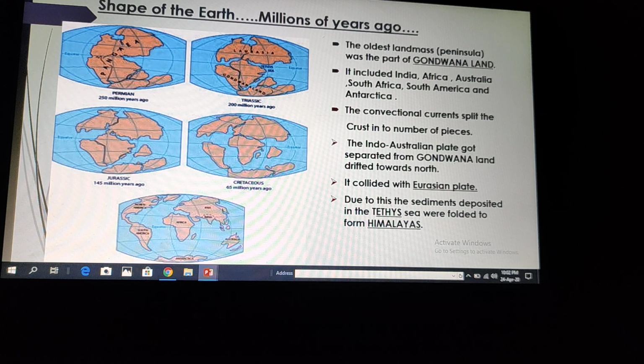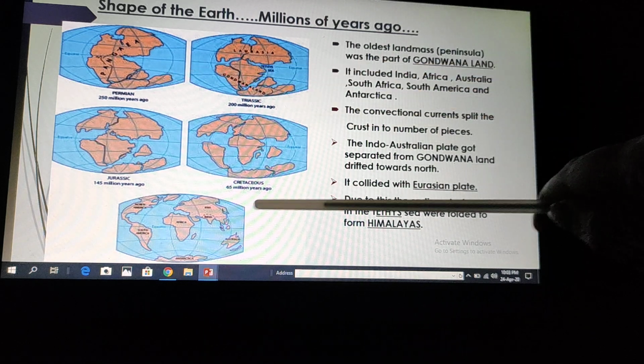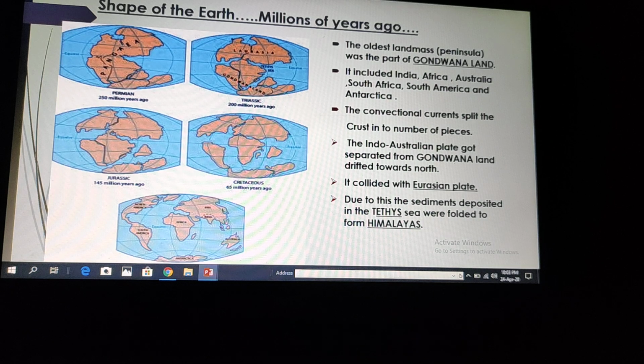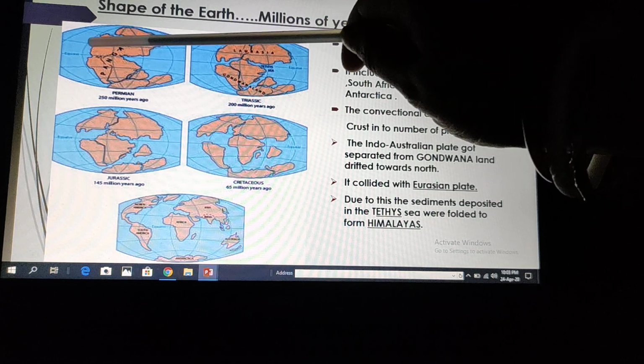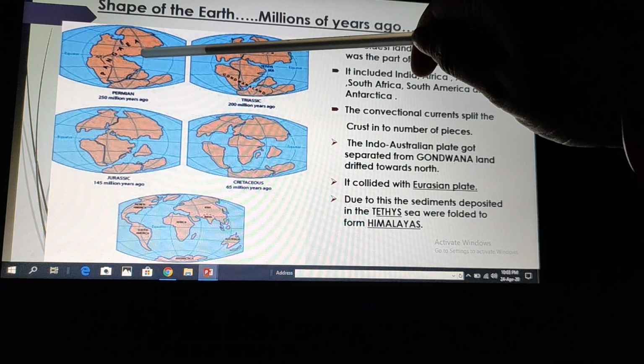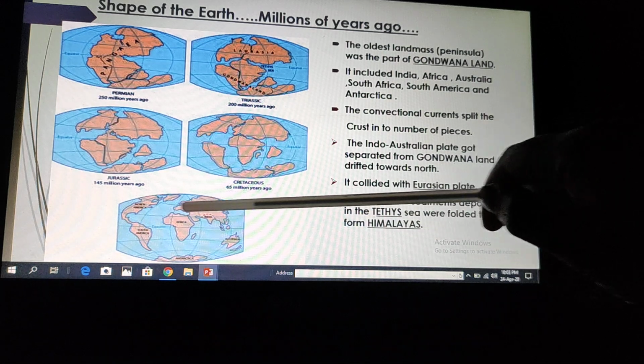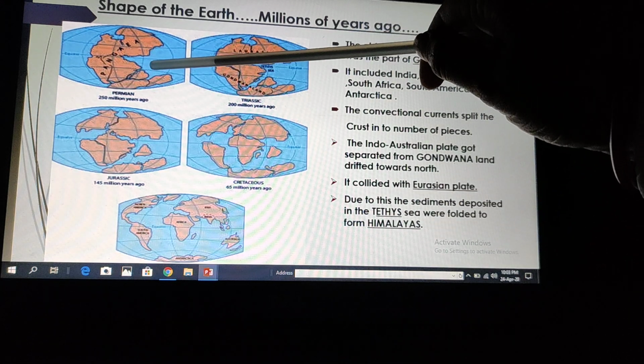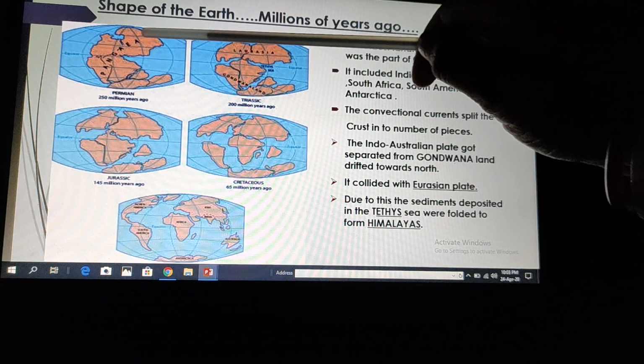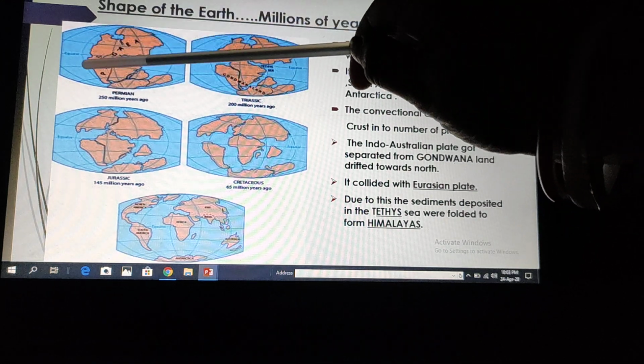Now, to understand the formation of Himalayas, we need to first understand the shape of the earth. How did the earth look millions of years ago? There are various pictures showing the shape of the earth. The first picture shows the earth millions of years ago. If you compare it with the present day shape, it is totally different. Present day you have 7 big pieces which are continents, but around 250 million years ago, this is the way the earth used to look.